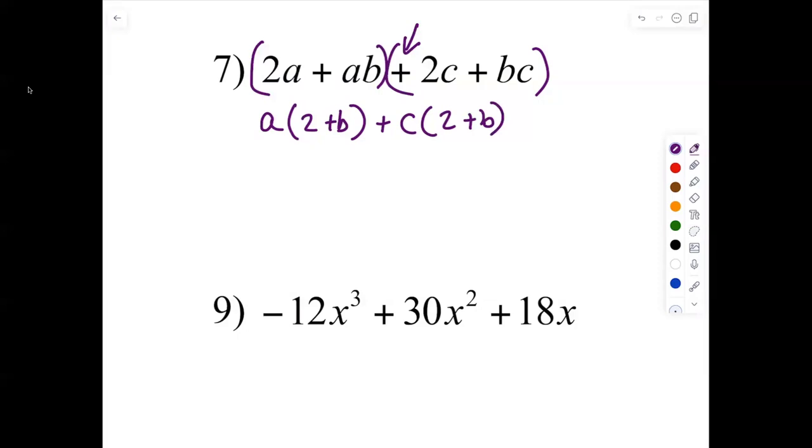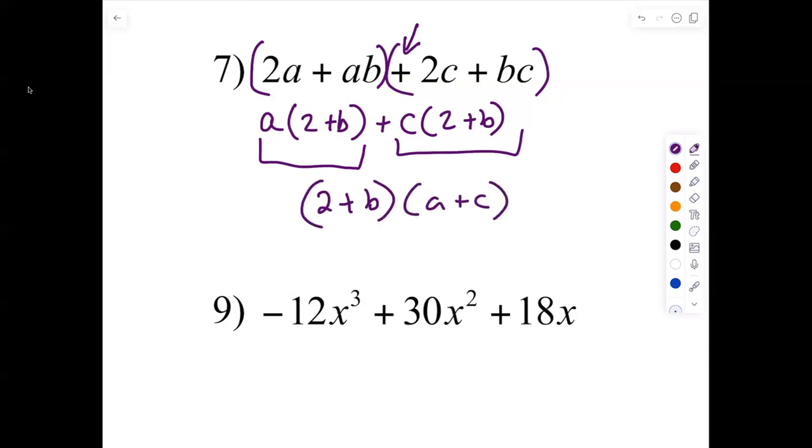It's really simple. Now you're looking at this right here, and you're saying what's common? 2 plus B, parentheses, A plus C. I mean, how's that? Make sense? It's very, very easy. It's called factoring by grouping. Now for question number 9. Hurry up. You're going to miss something important.